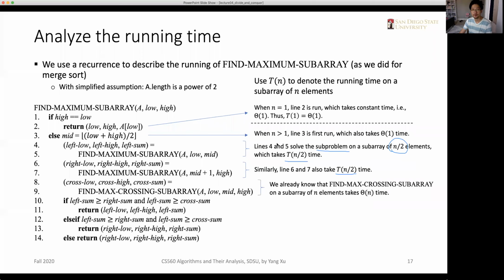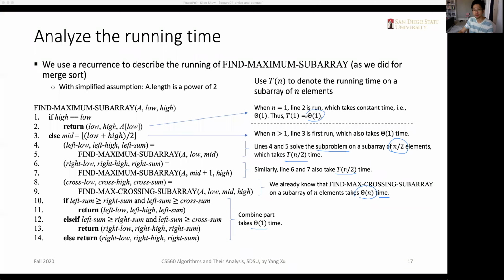And finally, for the third case, the special case, as we already analyzed for the find max crossing subarray procedure, it will take us big theta of n time because it is a linear running time procedure. And lastly, the code of combine is just an if, else if, and else, which contains no loops. So it's just a constant time operation.